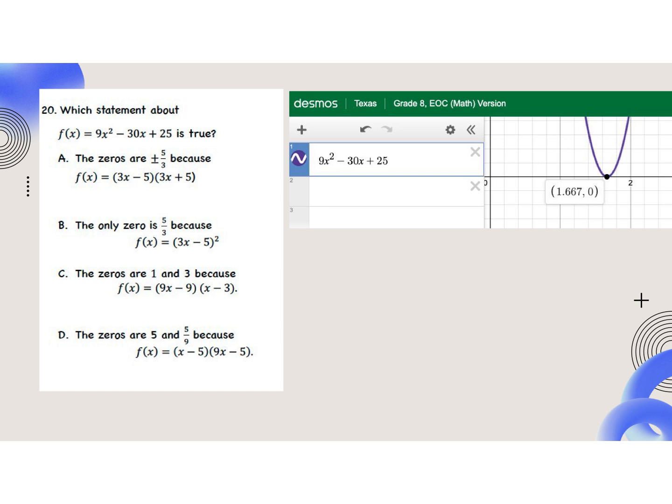Last one, I've graphed this and it only had one root. Remember, this plus or minus means that there is actually 2. We only had 1. This says only is 5/3 positive. So if I had put 5/3 into my calculator and changed it to a decimal, it would be 1.6 repeating. 1 and 3, that doesn't make sense. 5 and 5/9 does not make sense. So our answer is B.